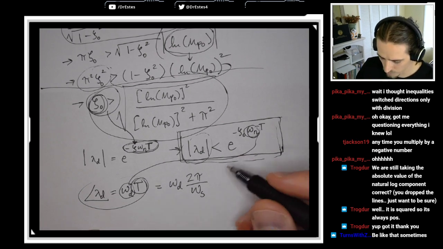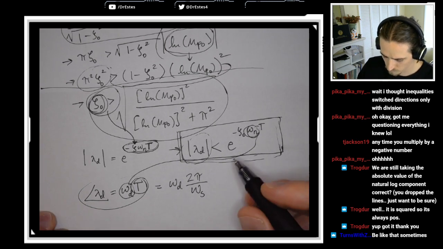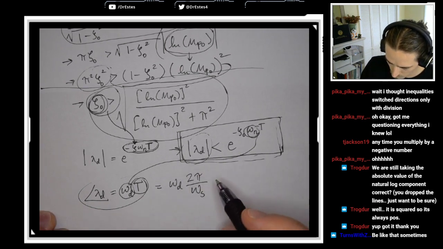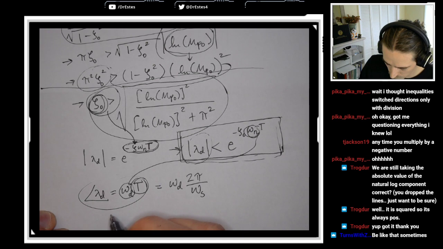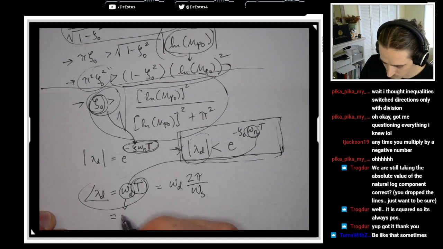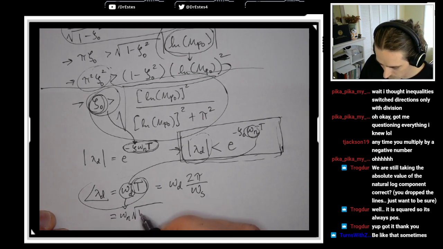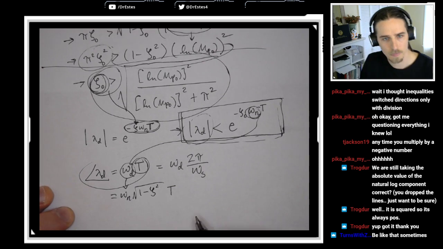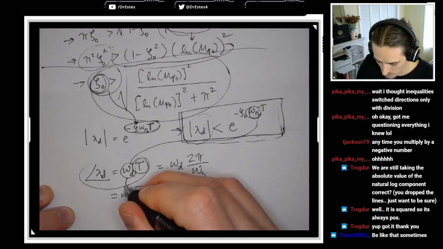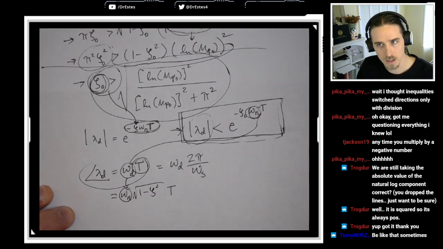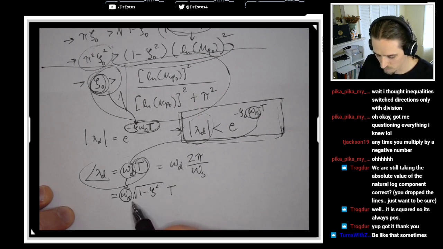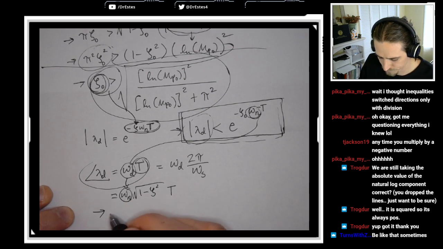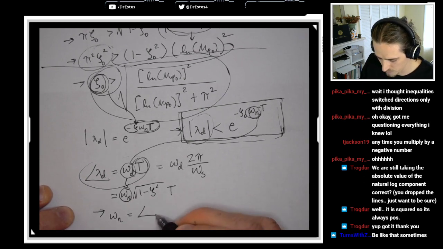Oh yeah, I know what I want to do. I want to write this like this. The damped natural frequency is the natural frequency times the square root of 1 minus zeta squared times the sampling period. So I want to solve for this natural frequency in terms of the angle. All right, so let's do that first.